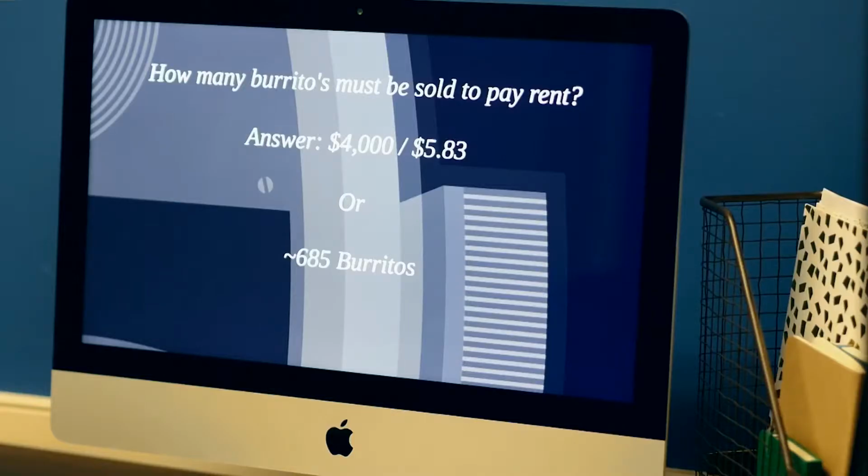In the case of Chipotle, we can just take the $4,000 in rent and divide it by the gross profit per burrito. So $4,000 divided by $5.83 would be roughly 685 burritos. And the Chipotle down on Wards Road sells that many in roughly 2 days. So 685 units is required in order to cover your fixed expenses.